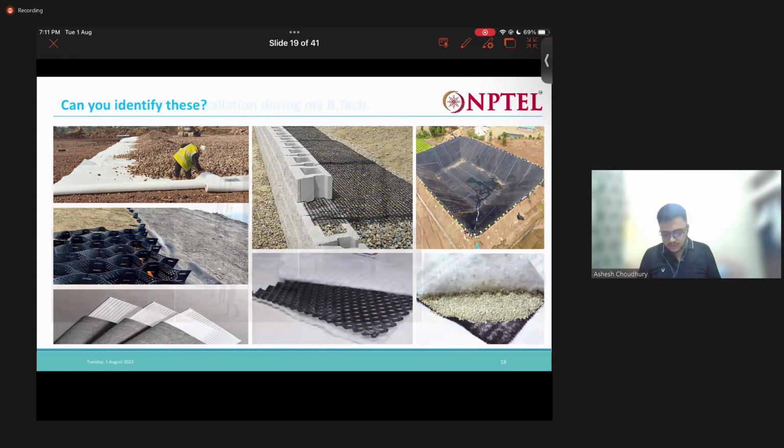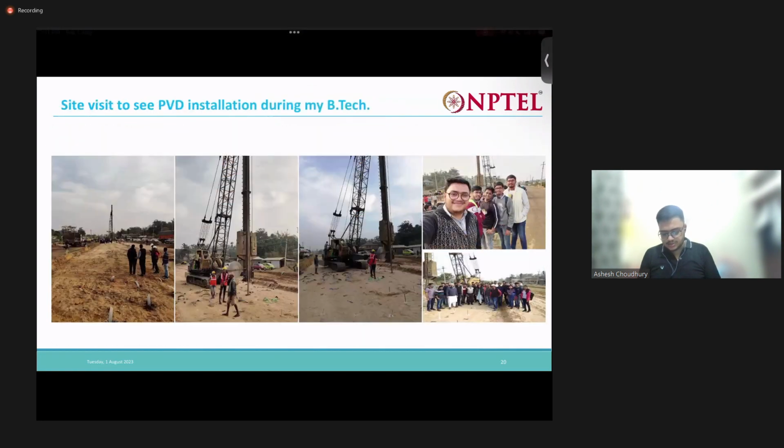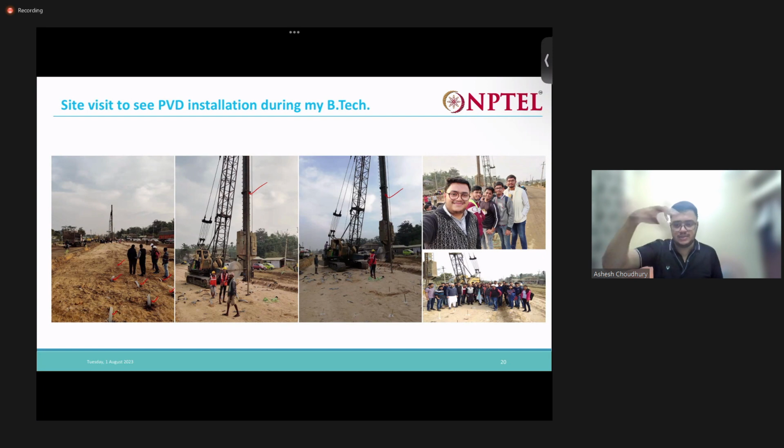You can see this is the drilling machine using which these PVDs are installed, and these are the PVDs that are installed. Proper design has to be made for the distance and the arrangement of the PVDs. All of us visited there and saw how these PVDs were installed by the contractors using these drilling tools.